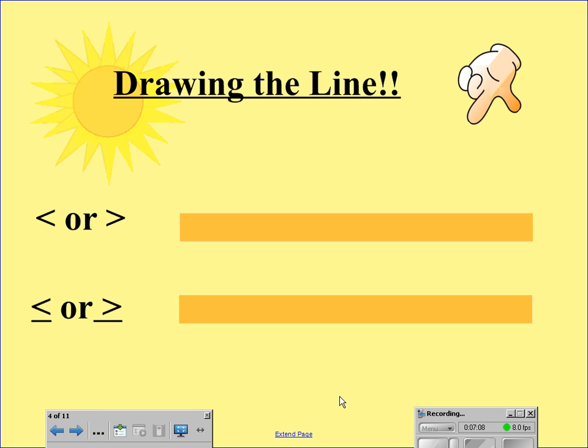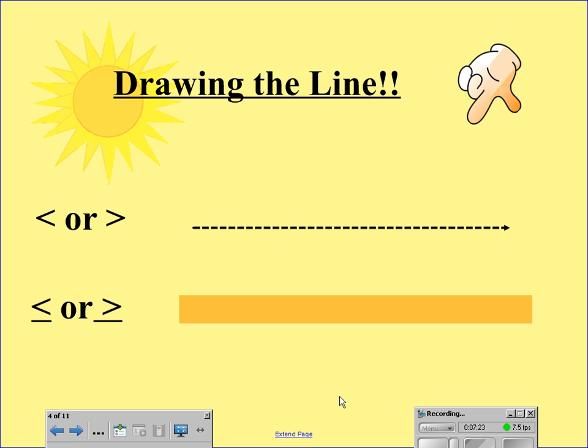So let's go ahead and practice what kind of line we draw for less than or greater than. What kind of line do we draw for less than or greater than? Josie? A dashed line. So if you have less than or greater than, you draw a dashed line. What about less than or equal to or greater than or equal to? Avery? A solid line. Yeah. So that's all it means by dashed or solid.